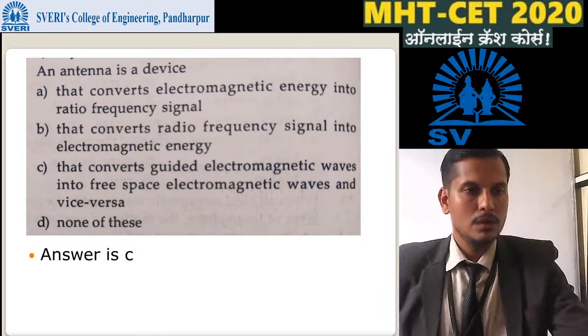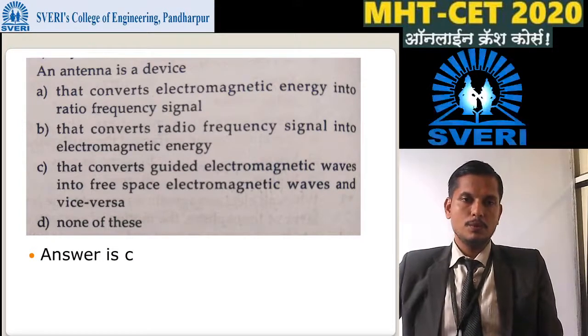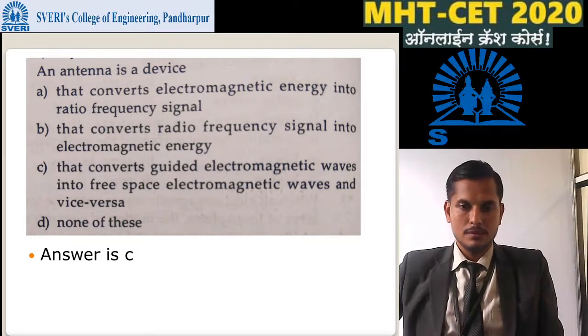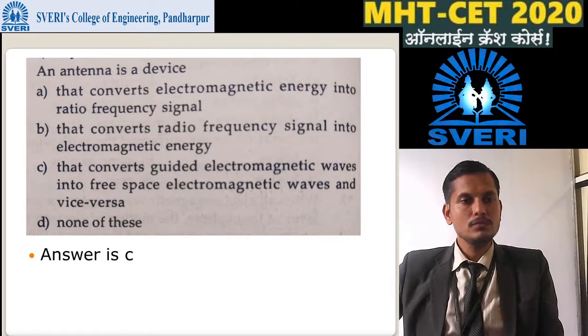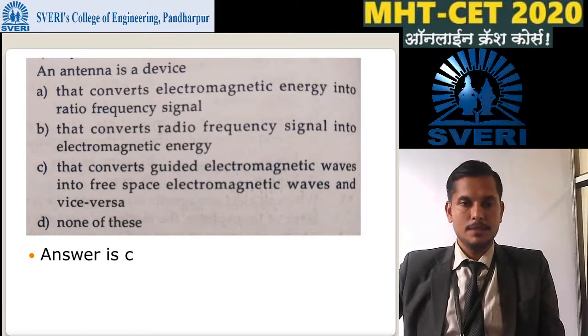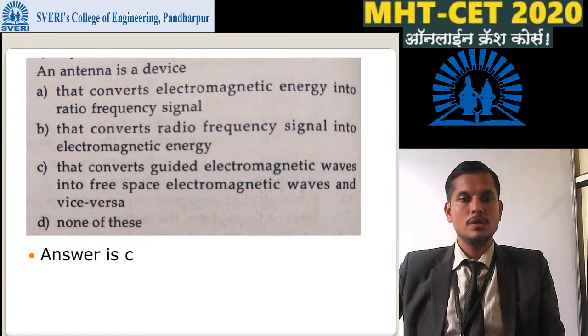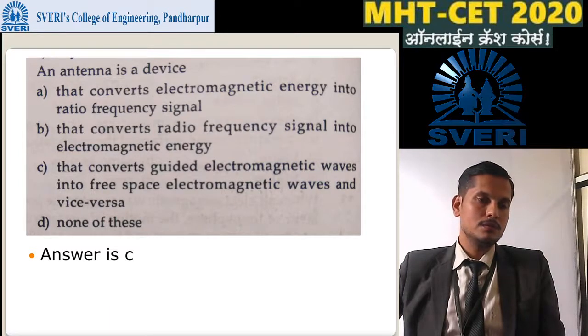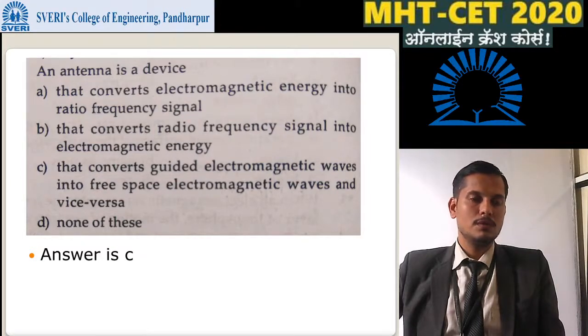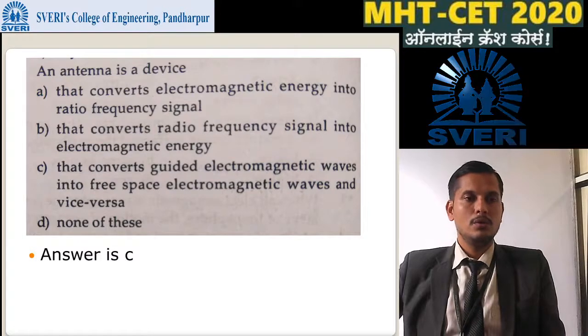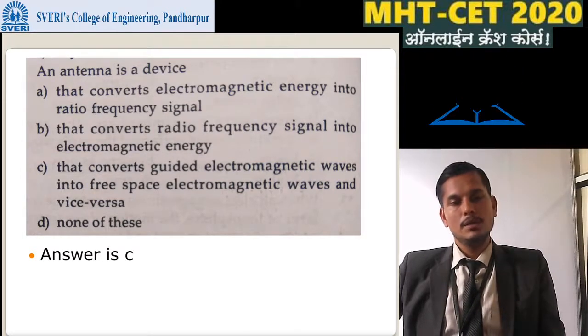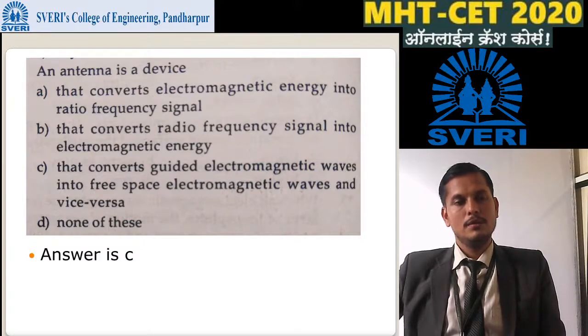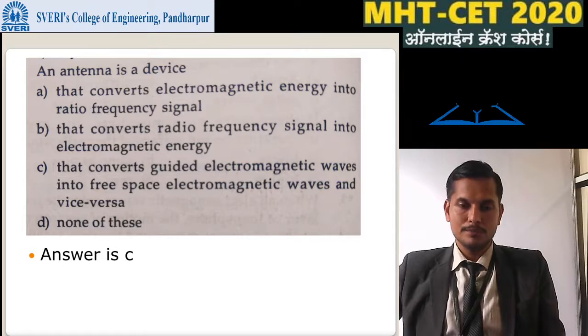So we have covered lots of small and important points related to this chapter, that is communication system. We started with the basic terms like transducer, input transducer, then transmitter, channel or medium, receiver and output transducer. Afterwards we discussed the basic definitions: signal, attenuation, modulation, carrier wave, demodulation, etc. Then we discussed in detail what is meant by amplitude modulation.